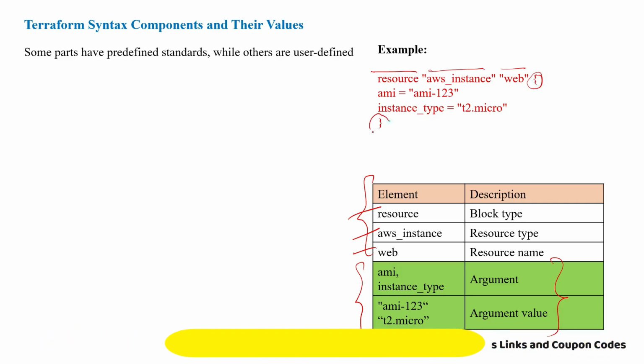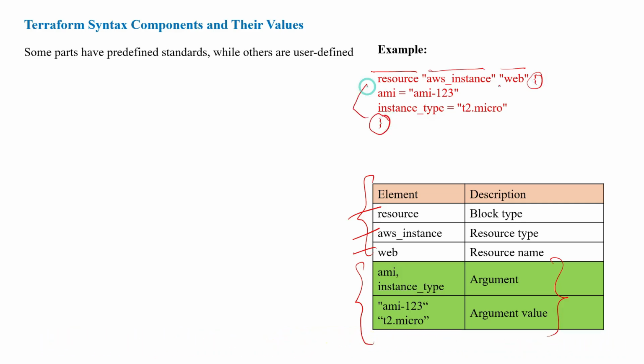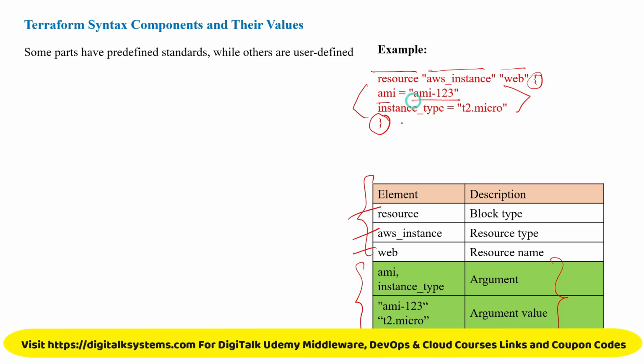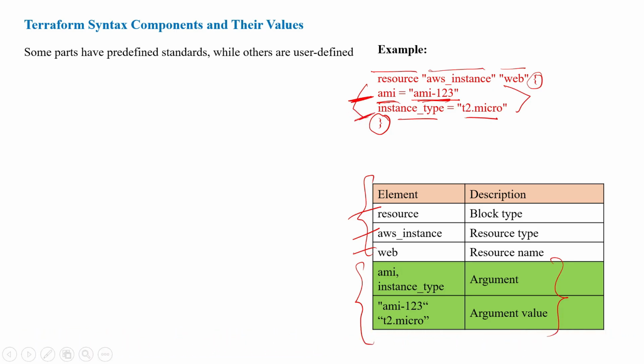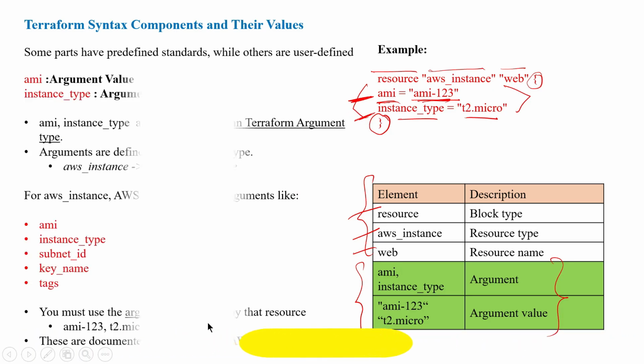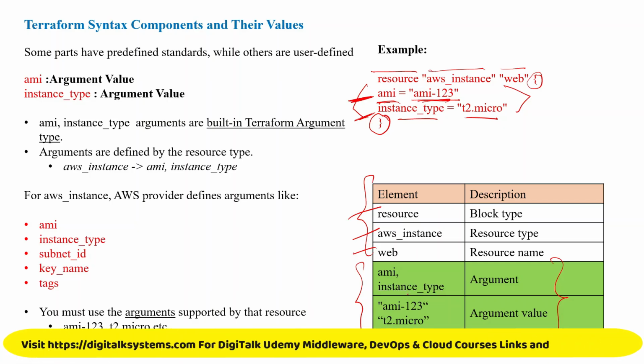Then we have the braces, and inside the braces we define the different parameters as key equal to value, argument and argument value. But I'm saying it as a key and value. So here we have defined two arguments. One argument is the AMI ID, the second argument is the instance type, t2.micro. Right. So here AMI is the argument and AMI123 is the argument value.